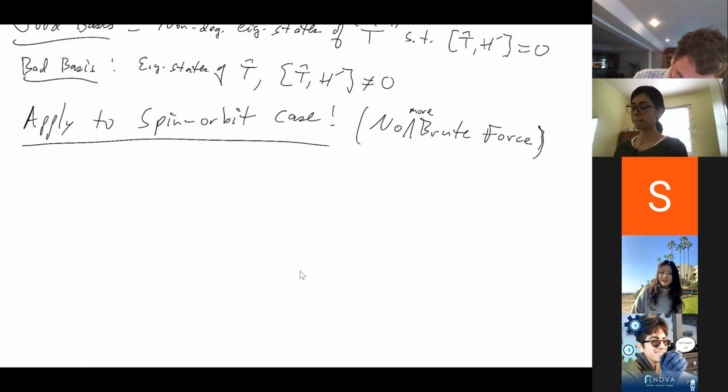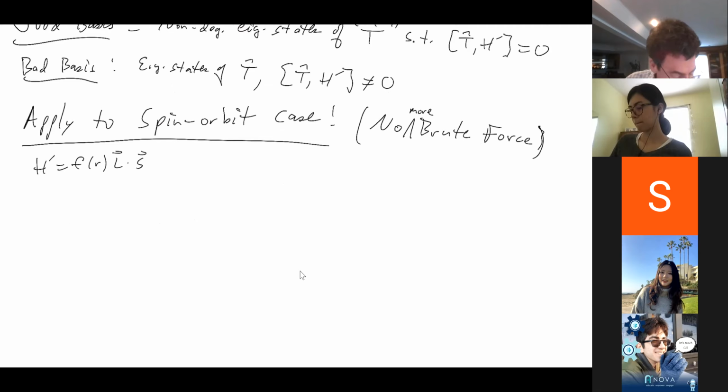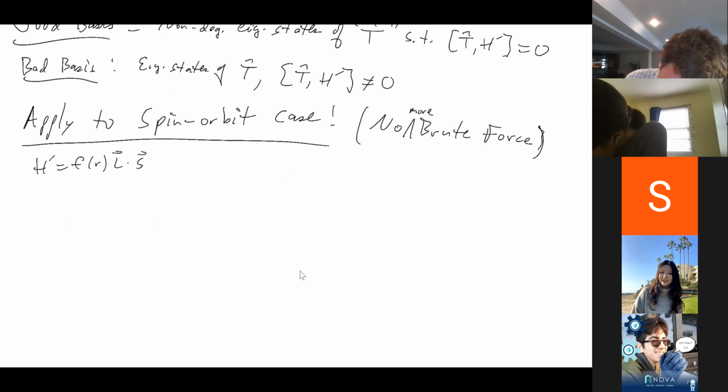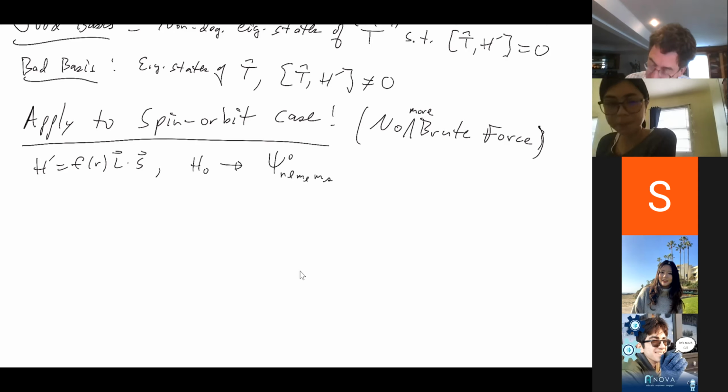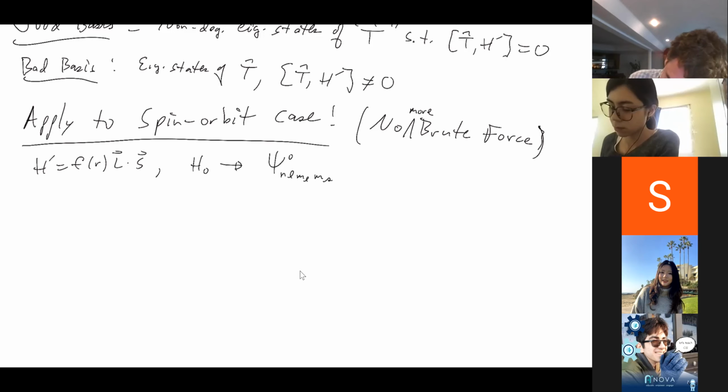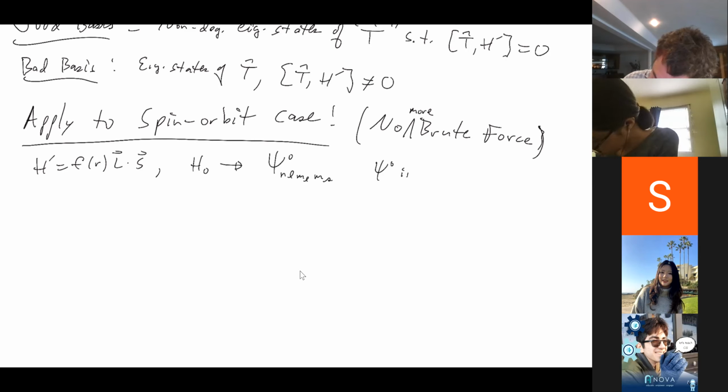So here's the deal. We have H prime equal to f of r L dot S. And what we have is our H naught, and we have these guys. Our favorite basis is psi naught n L m sub L m sub S. Now this is an eigenstate. So psi naught is an eigenstate of H naught, right? That's how we got it.